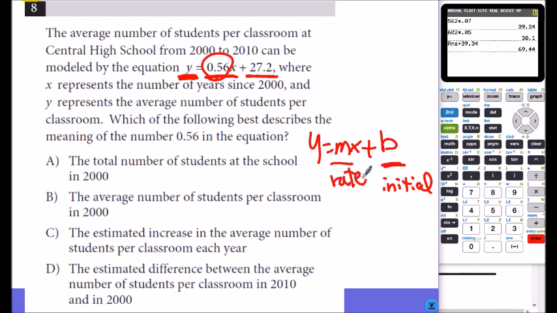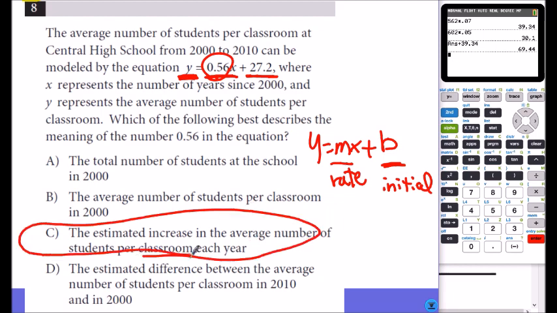So the total number of students at the high school in that, no. 0.56 is the estimated increase in the average number of students per classroom each year. So that's rate of change. Estimated difference between, no, right? Not from 2010 and 2000. So it has to be C.